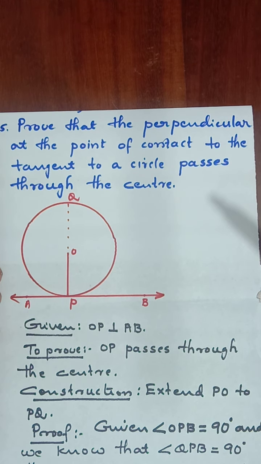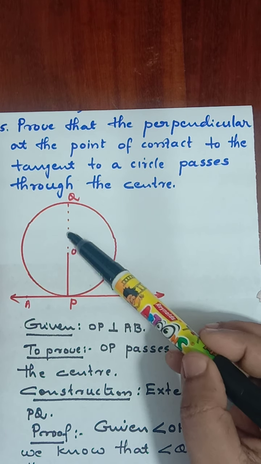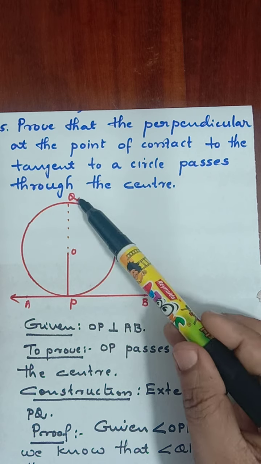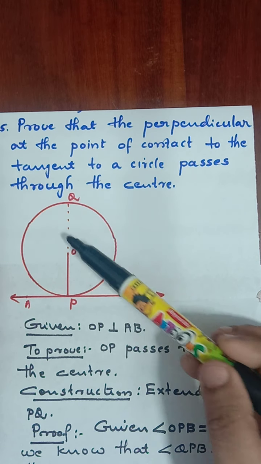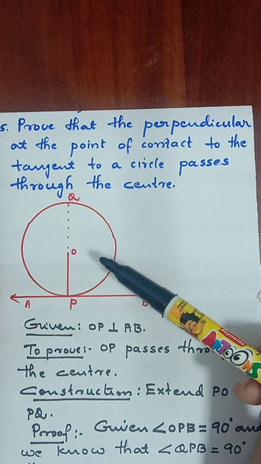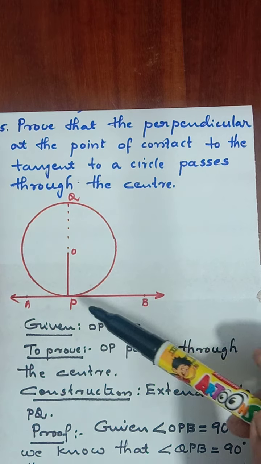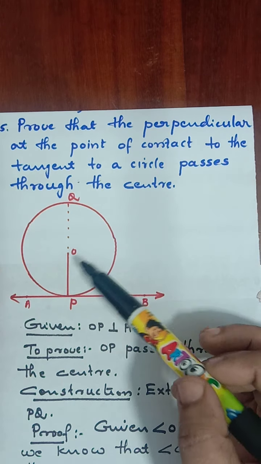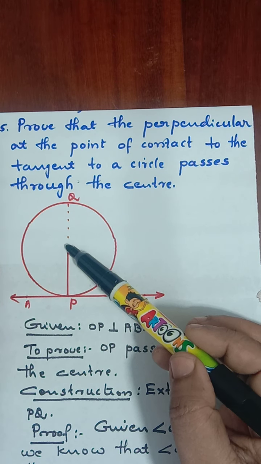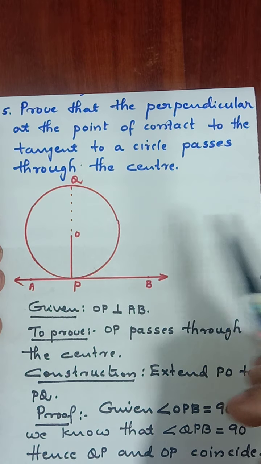We have to prove that this perpendicular passes through the center. It's a very simple thing. We have to construct or extend PO to OQ. So just a construction here, as a dotted line we are showing the construction, that is extending PO to PQ. Now we have to prove that O is on the line. How to prove that? It's very simple.